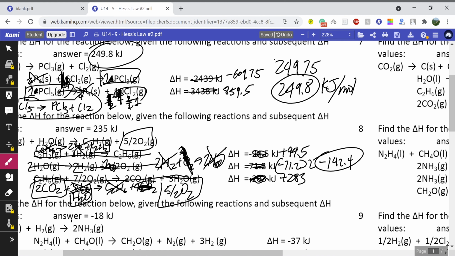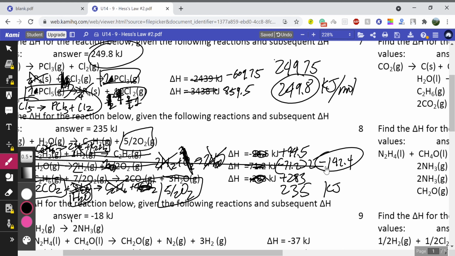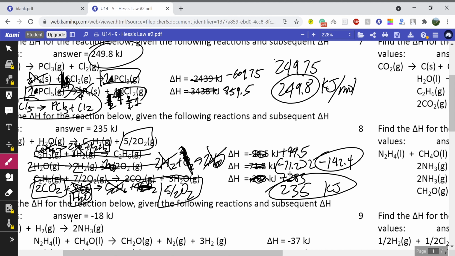Now we're going to add all three of these together. So 94.5 plus negative 142.4 plus 283 gives us 235.1 kJ. Of the three we're adding together, the one with the least amount of decimal places is this one with 0 decimal places. So our answer will have 0 decimal places as well. And this will be 235 kJ, which matches our answer of 235 kJ.